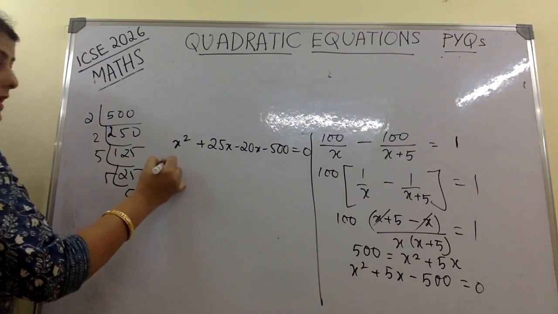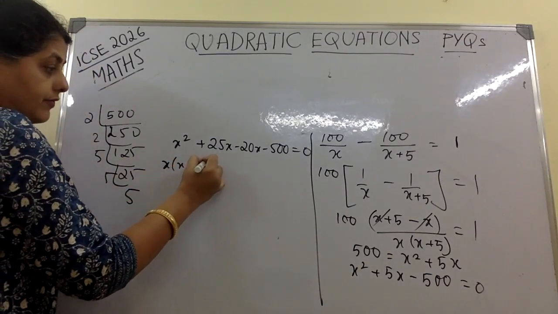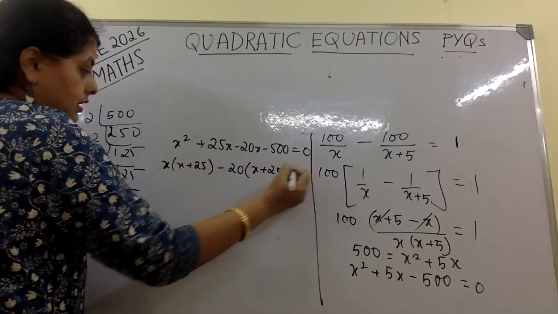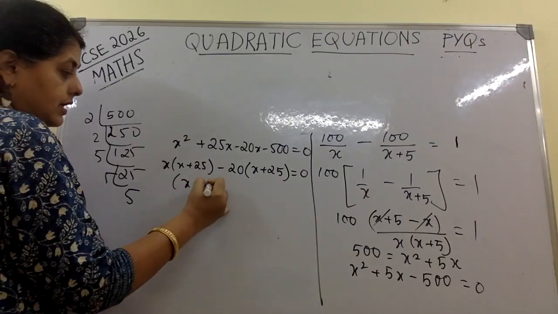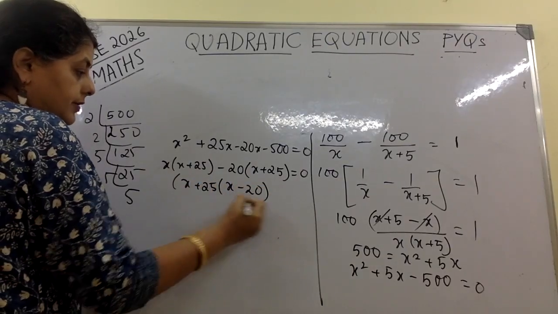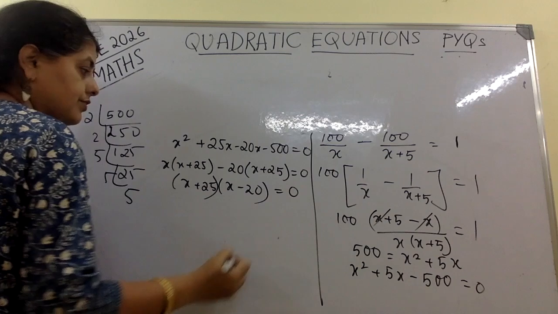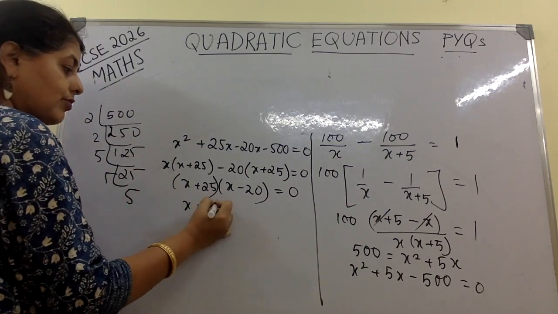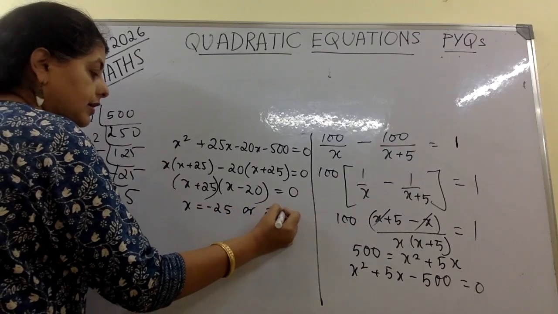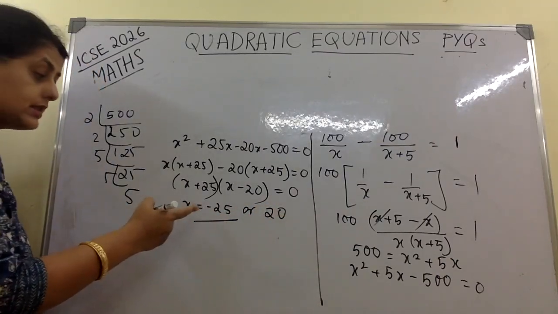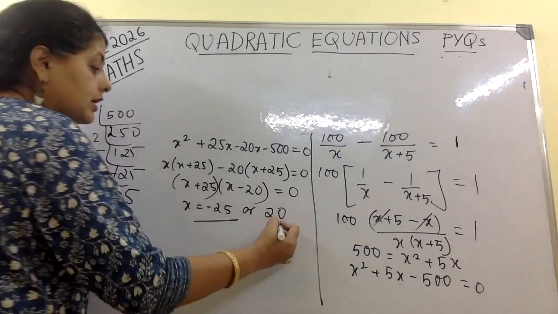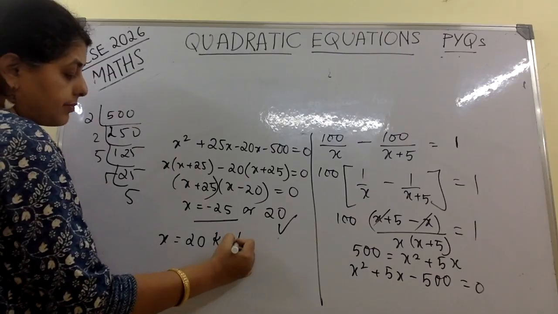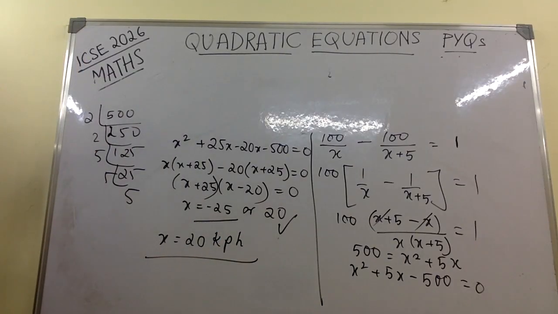So x plus 25 minus 20 x plus 25, which is equal to 0. X plus 25 and x minus 20, okay, that is equal to 0. So x plus 25 and x minus 20, x is equal to minus 25 or 20. We can't take this because this is negative, does not work for speed. So our only answer is x is equal to 20 kph or kilometers per hour.